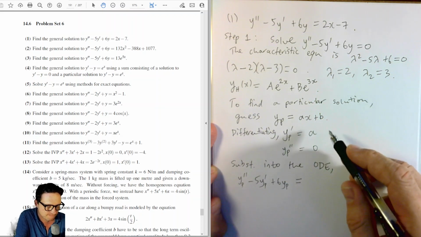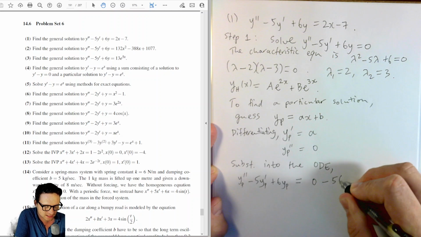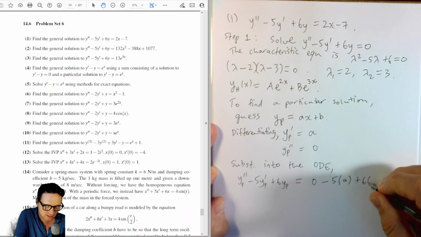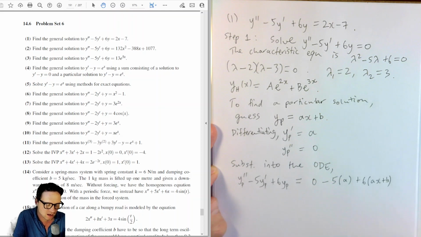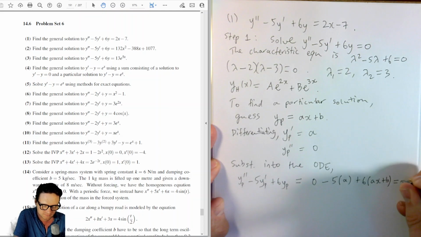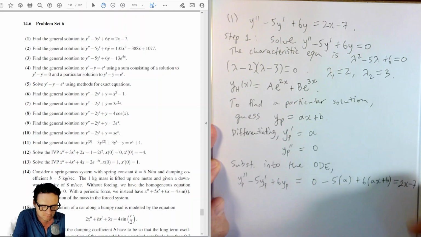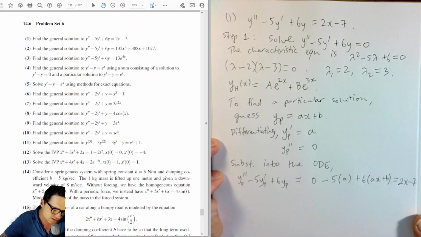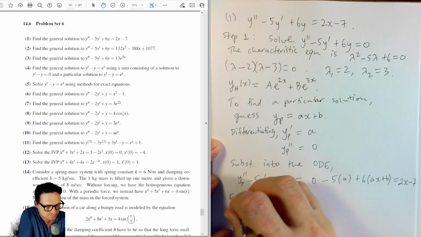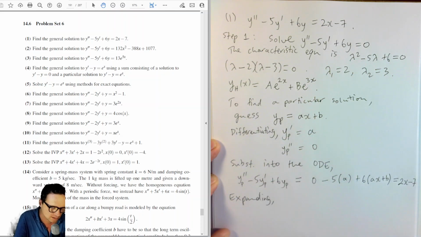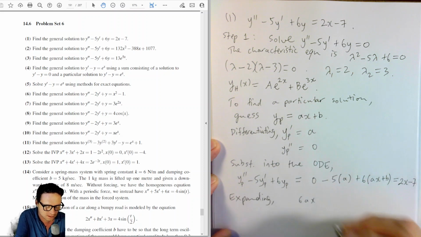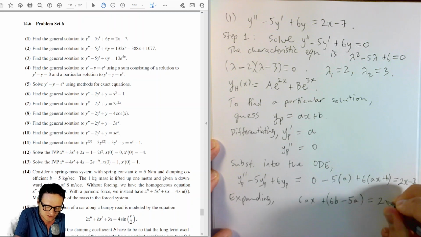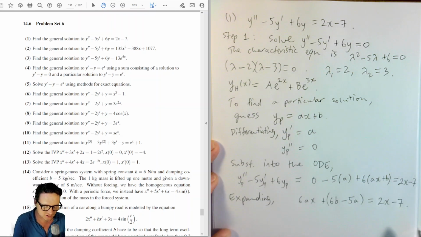This is equal to 0 minus 5 in brackets yp dash, which is a here, and then plus 6 times yp, so ax plus b. All right, and this is expected to be equal to 2x minus, sorry, minus 7. Okay, and so we want to expand now the left-hand side and compare that to the right-hand side. So let's do that, expanding. We get 6ax plus 6b minus 5a equals 2x minus 7. And so now we can match coefficients.